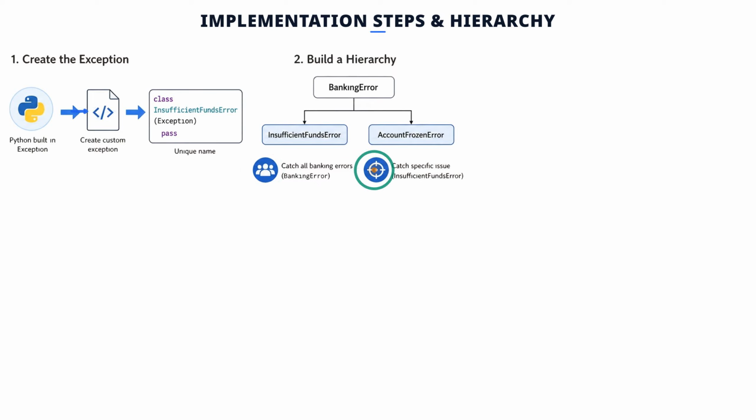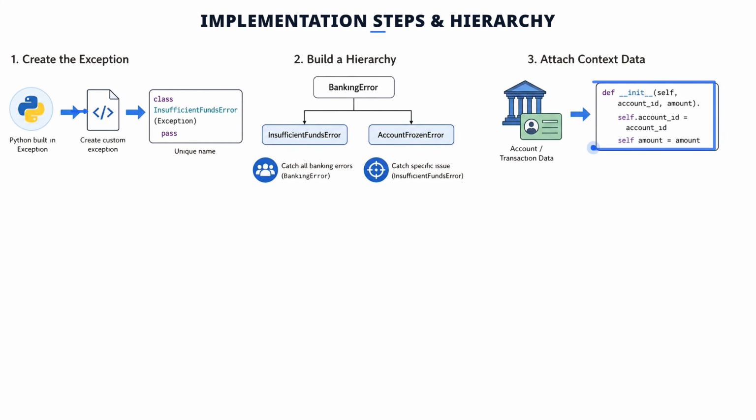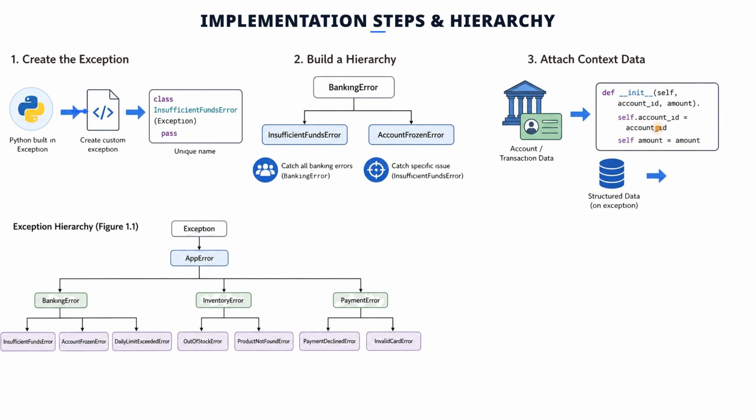Now, the third step makes our exceptions truly powerful: attaching context data. Instead of just returning a plain text message, we define an init method within our custom exception class. This allows us to store crucial details like the specific account ID and the transaction amount right on the error object itself. By storing structured data this way, we make it incredibly easy for logging systems and dashboards to extract the information for fast debugging.